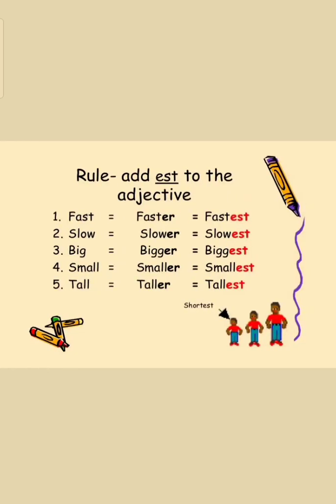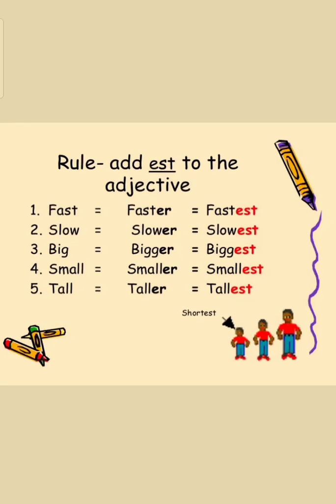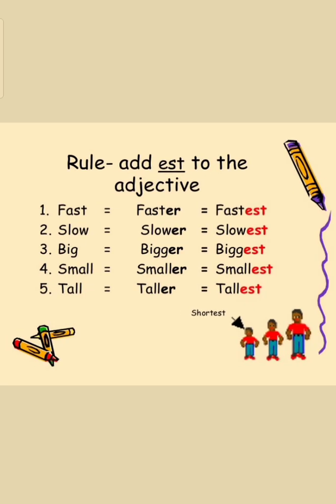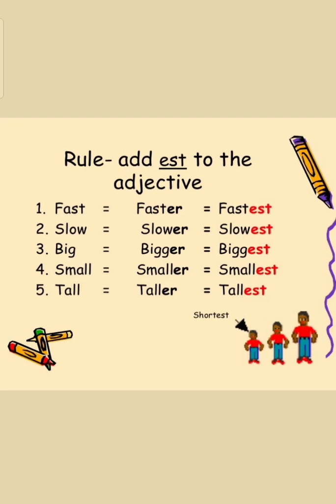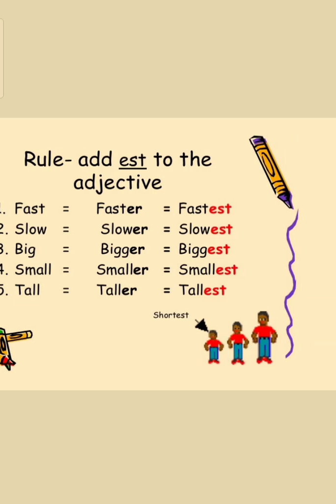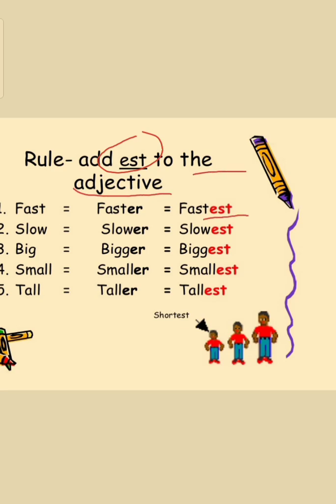So now see the rule. To make a positive degree into superlative degree, what do we do? Generally we add est to the adjective. Adjectiveৰ পাছত আমি est ইউজ কৰোঁ. দেখিছেনে? গোটেইকেইটাৰ পিছত আমি est যোগ কৰিছোঁ, ঠিক আছে? So to make a positive degree into superlative degree, we add est to the adjective. Yes. Now see the example.